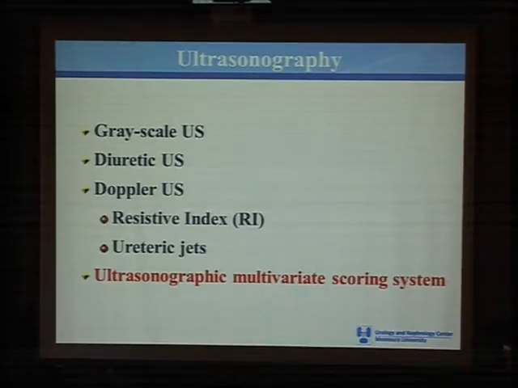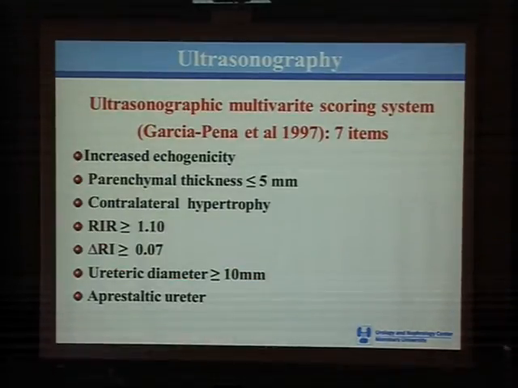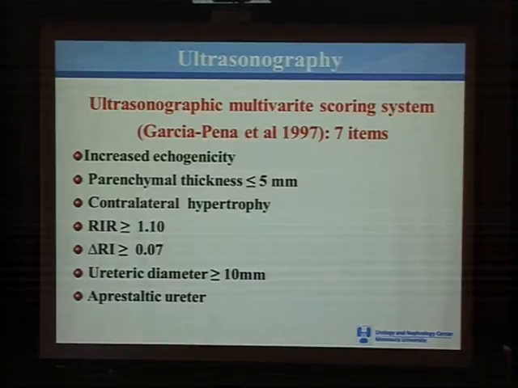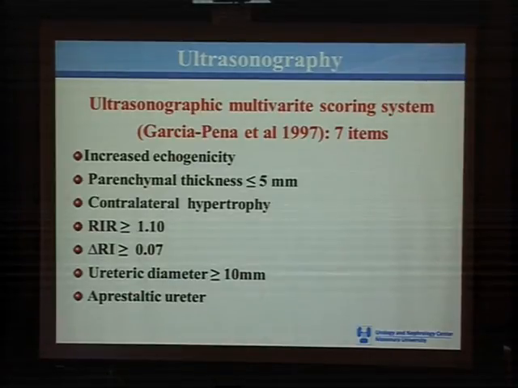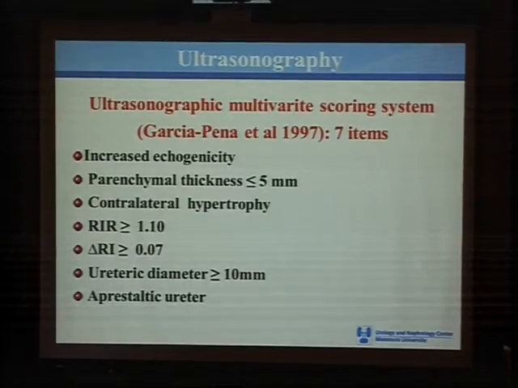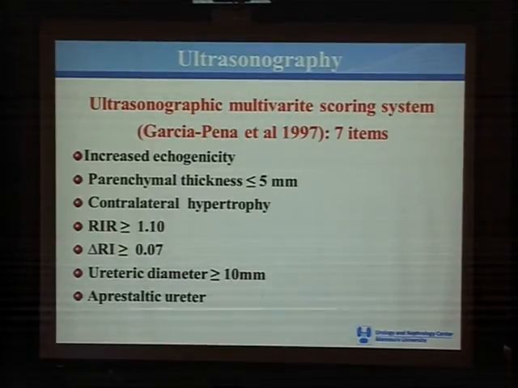Then there is the ultrasonographic multivariate scoring system. This scoring system gives seven factors for scoring or diagnosis of obstructive uropathy. These factors include 3 factors related to the parenchyma of the kidney: increased echogenicity of the parenchyma, thinning of the parenchyma to less than half a centimeter, and hypertrophy of the contralateral kidney. These 3 signs are signs of obstruction found in the kidney.